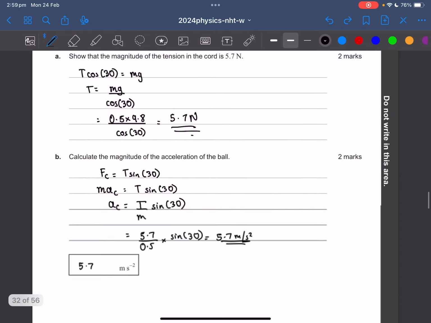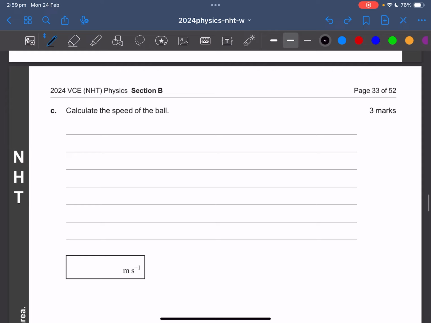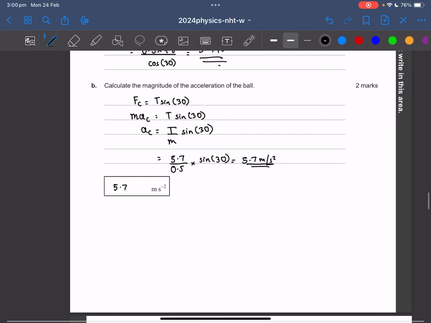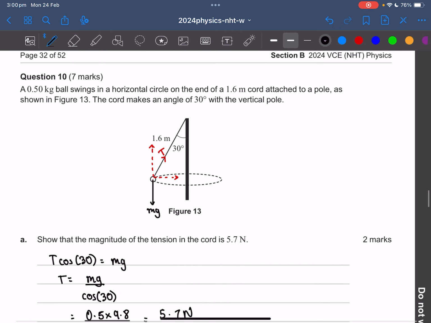Okay? Alright, so calculate the speed of the ball. Now, we know that our centripetal acceleration is given by v squared on r. So that implies that v squared equals a_c r. So v is going to be the square root of that. Okay, so we'll have 5.7 times, what is our radius?